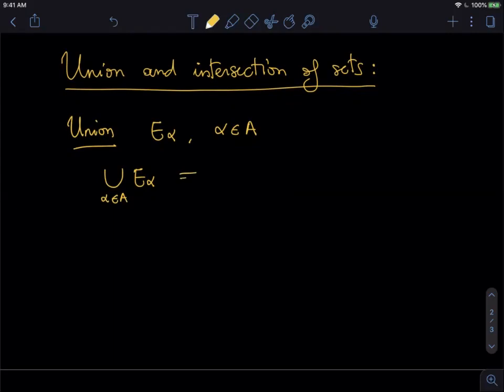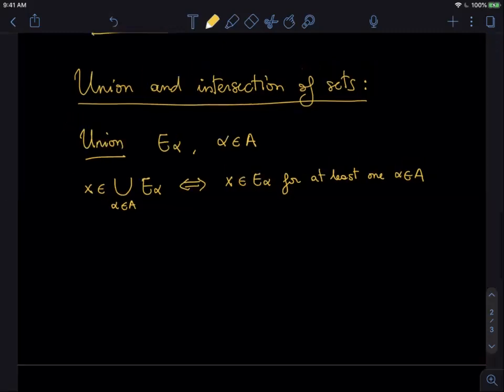Let's say that X belongs to the union if and only if there is at least one alpha such that X belongs to E alpha. Or in other words, X belongs to E alpha for at least one alpha in A. So this is the definition. It could be for all of them, but the key point here is that at least one alpha.